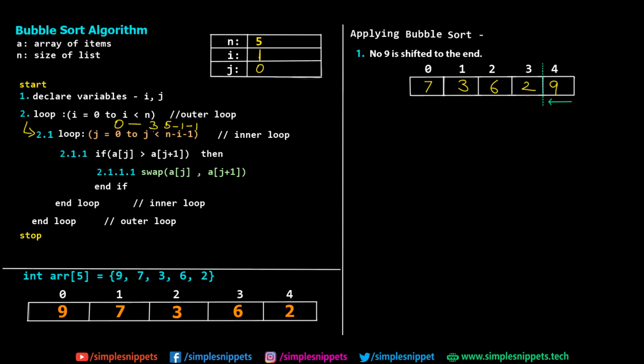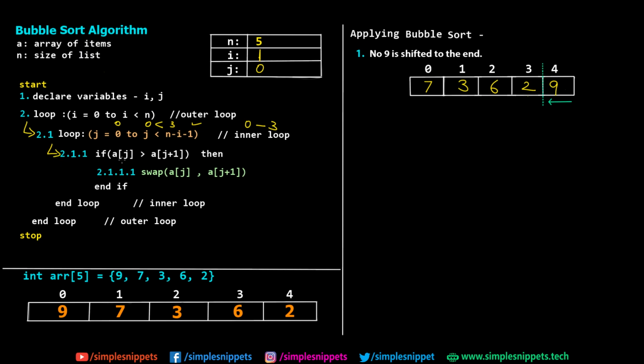So 0 through 3. In the first iteration, we were going from 0 to 4. But now in the second outer iteration, we are only traversing from 0 to 3 because one of the elements is already sorted and it has been shifted to the rightmost end of the array. Okay. So now let me just write it over here. We will go from 0 to 3. And now initially obviously j is 0. So is 0 less than 3? Yes. So we will go inside the second loop, that is the inner loop.